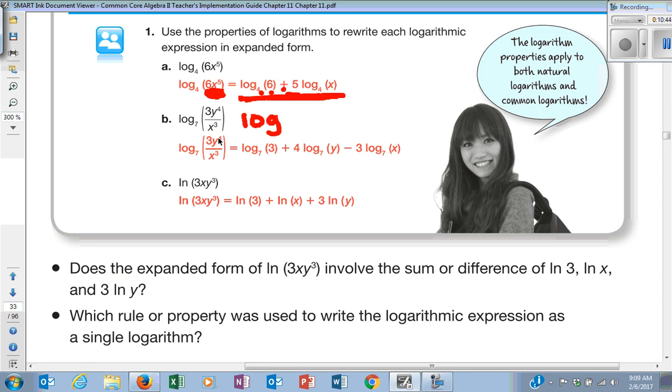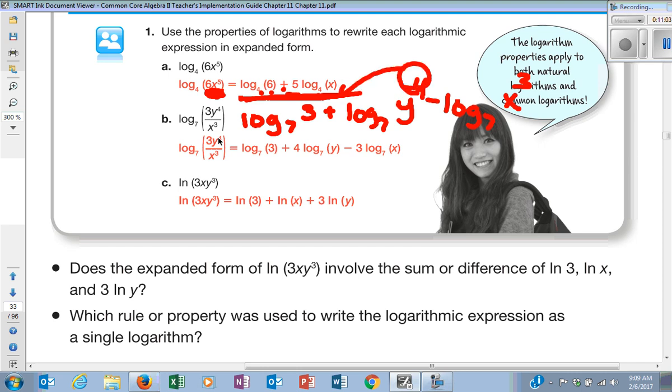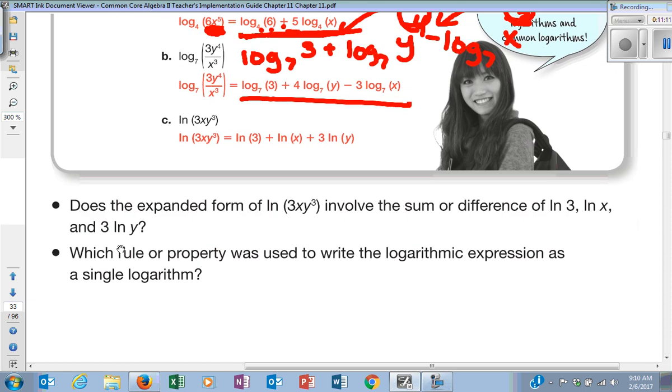Got log base 7 of 3 plus log base 7 of y to the 4th minus log base 7 of x to the 3rd. And then what I can do is bring this 4 forward. I can bring this 3 to the 3rd power forward, and that's where they get this answer from. Now notice with this, all they did to try to throw you off is just use ln.